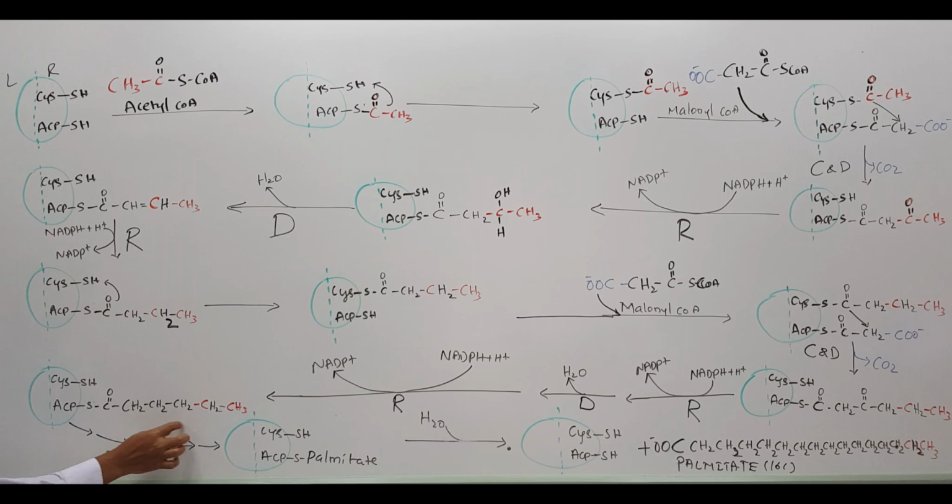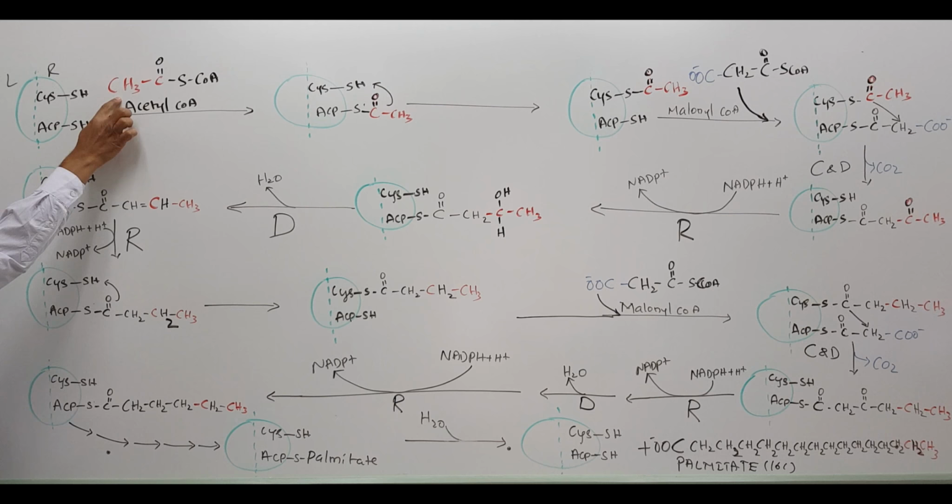So that means the malonyl CoA carbons are added towards the carboxyl side, and you are pushing the red colored carbons to the other side. See, the red color carbons are coming from acetyl CoA. So they are pushed to the other side. So we have a 6-carbon molecule now.